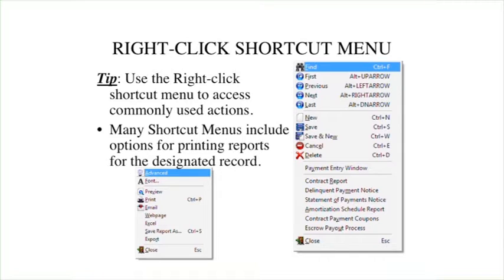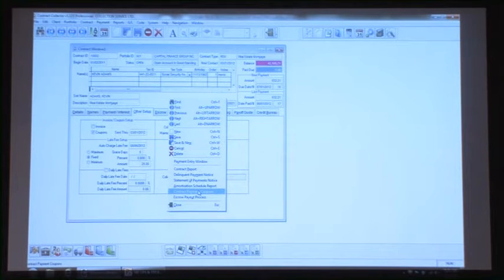We've already talked lots and lots about your right-click shortcut menus, particularly in the contract window with the extended right mouse click options. They're there for your convenience for things like the payment entry window and the statement of payments that you're going to be running specifically for one contract while you're working with that one contract in the contract window.